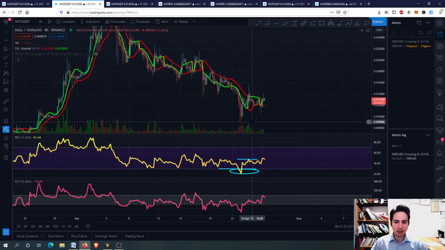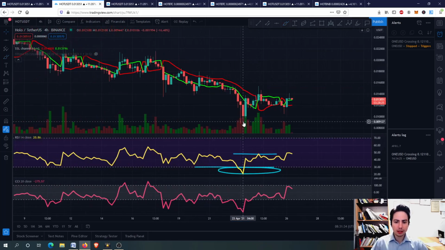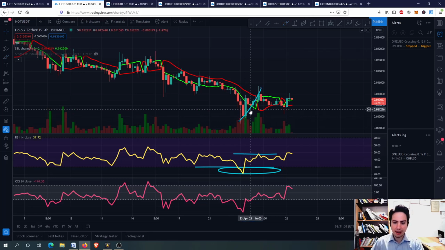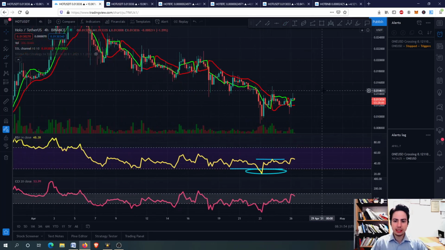Let's see at 23rd April what we had. We had this line here, guys, we had this bottom, then we were going upwards, almost hitting the 0.015 while we were at 0.009. That's very good, guys, if you want to buy for the short term, and of course you want to sell here because this is for the short term.